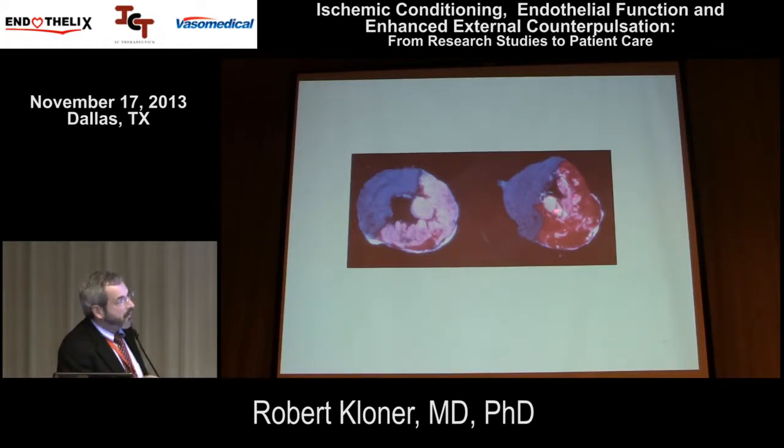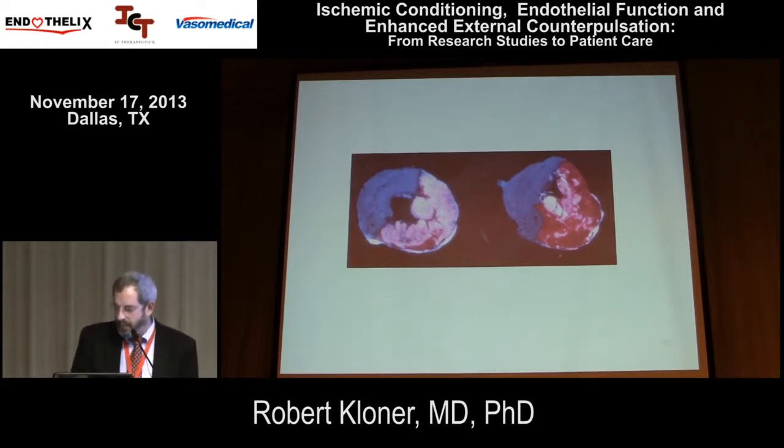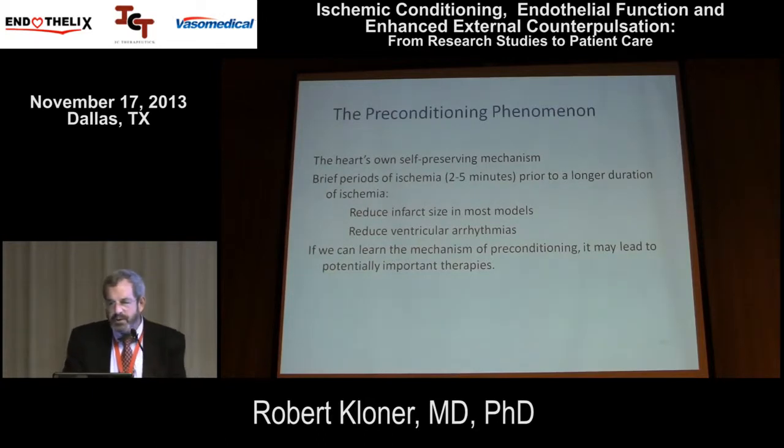These areas of necrosis, the white zones, are small, little islands or peninsulas, and there's a lot of viable myocardium, shown by the red. So ischemic preconditioning reduces infarct size. This is not some abstract concept. You can see it, and it's very obvious. The preconditioning phenomenon really is the heart's own self-preserving mechanism. Brief periods of ischemia of 2 to 5 minutes prior to a longer duration of ischemia reduce infarcts, and in most models, reduce ventricular arrhythmias. And of course, if we can learn the mechanism of preconditioning, it can lead to potentially important therapies.